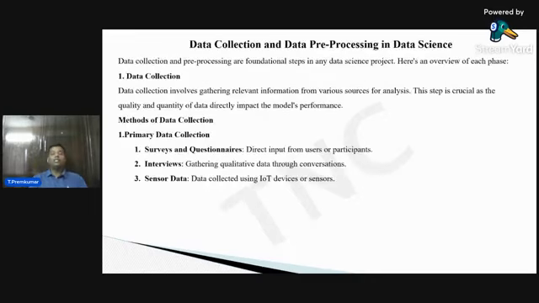And the next one is data collection and data pre-processing in data science. Data collection and pre-processing are the fundamental steps in any data science project. Here is an overview of each.